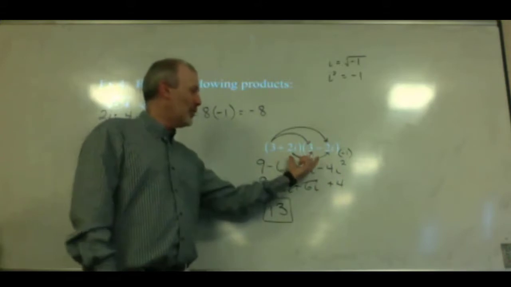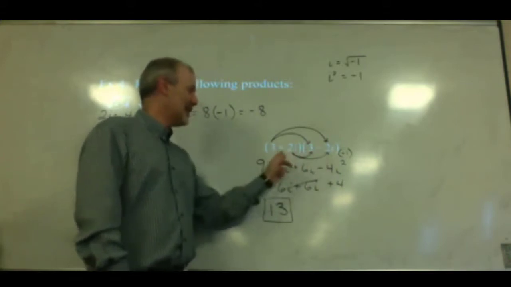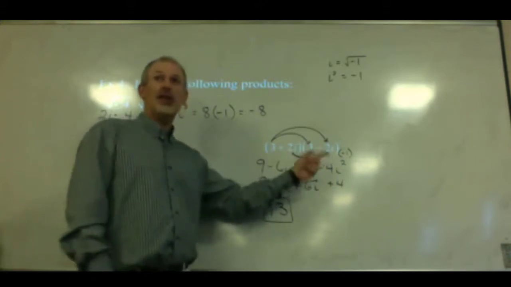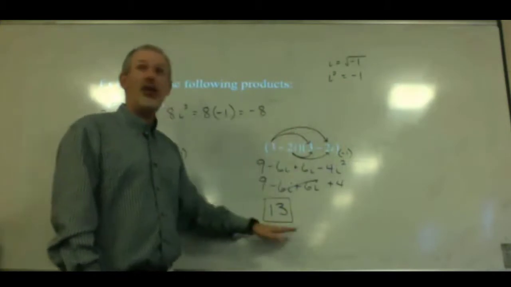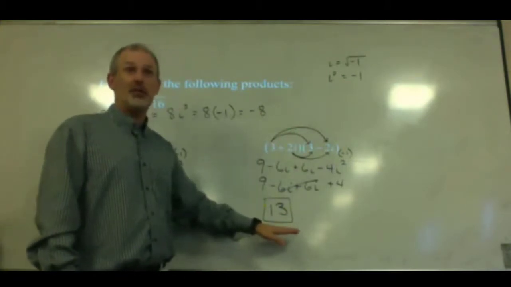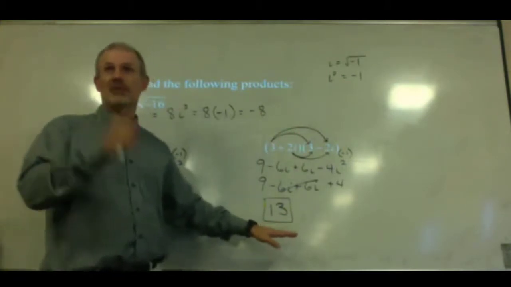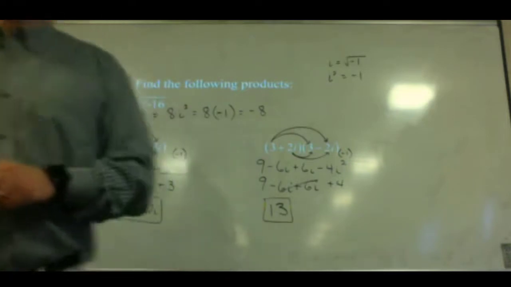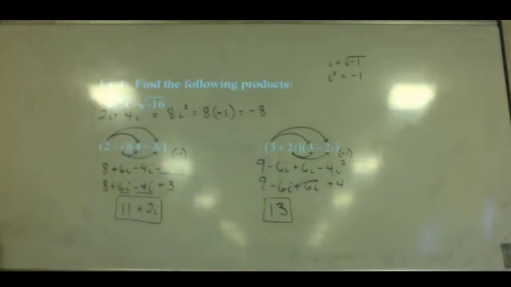But when we multiply things like this that are exactly the same except for the signs in the middle, that will always happen, and you will always end up with just a real number. And that is something we're going to use to our advantage in a little bit. Okay? So is it always or almost always? Always. If that middle sign is the only difference between them, always. Okay? So 11 plus 2i, 13. And it is an always.